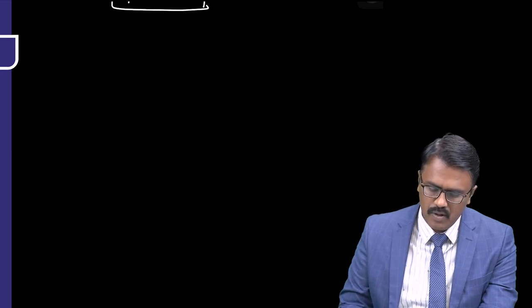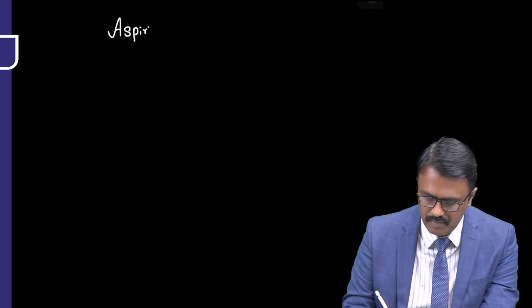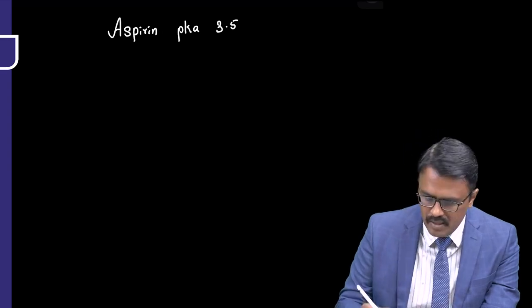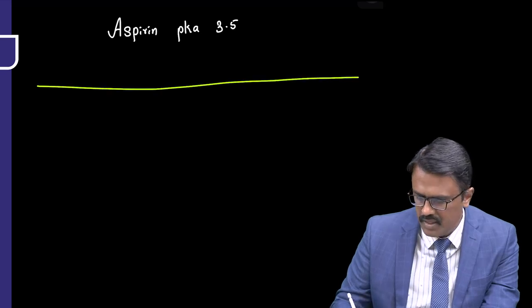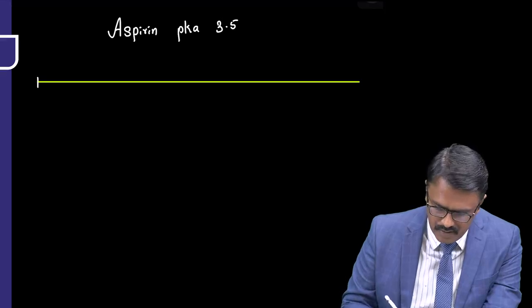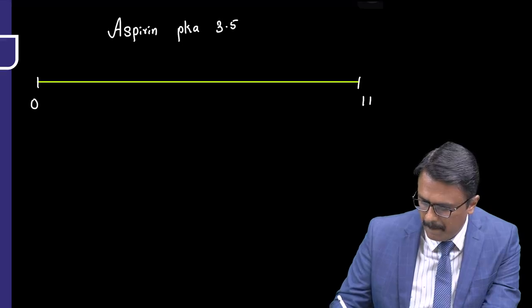Now once we have understood this, let us understand what exactly is the meaning of aspirin having a pKa of 3.5. What do you mean by that? Now let me draw the pH scale for you. This is the pH scale. This is 0 and this is 14.